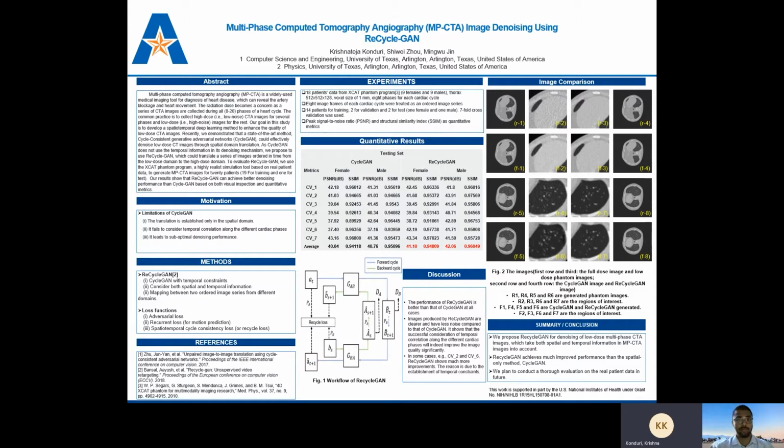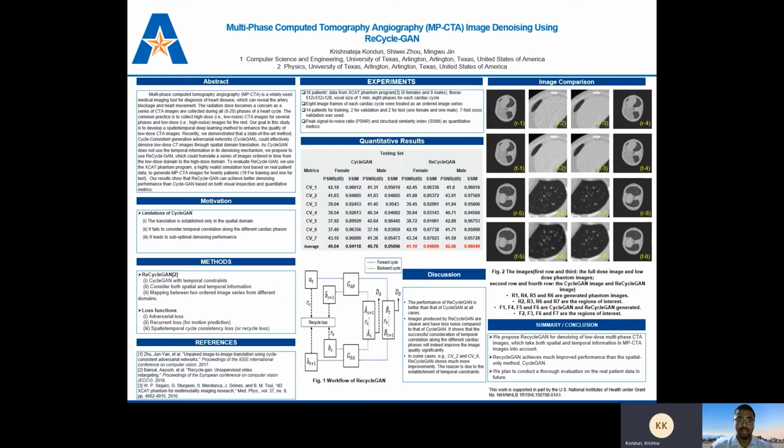So now that I've given you a little bit of information on the background of our project and how RecycleGAN is better than CycleGAN, I'm going to talk to you about how we set up our experiment to compare RecycleGAN and CycleGAN. Initially, we first extracted 18 patients' worth of data from the XCAT Phantom program, 9 females and 9 males of the thorax, 8 phases of each cardiac cycle. We then split this data into 9 cross-validation sets to feed them into the deep learning methods.